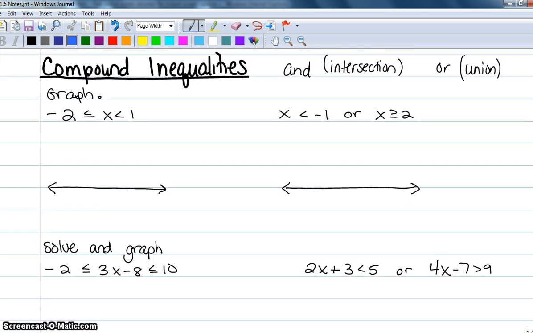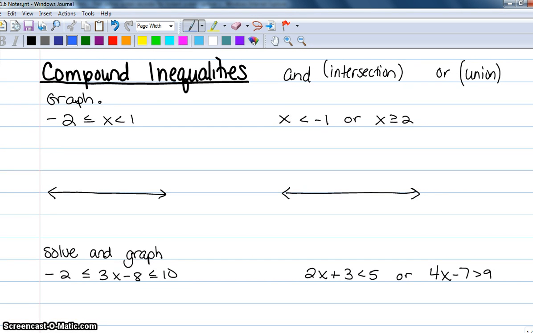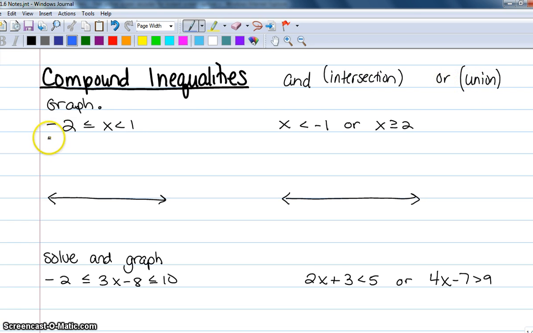Now we're going to move on to new material, which is compound inequalities. So we're going to have and inequalities and we're going to have or inequalities. And and intersection, they mean the same thing. Or and union mean the same thing. Anytime you see this kind of setup, you are going to know that it's going to be an and, it's actually a special kind of and problem.